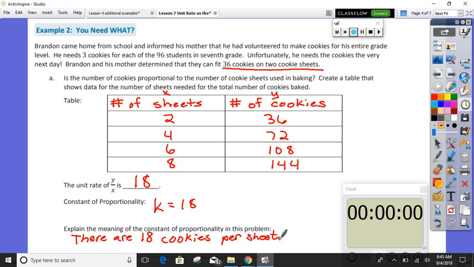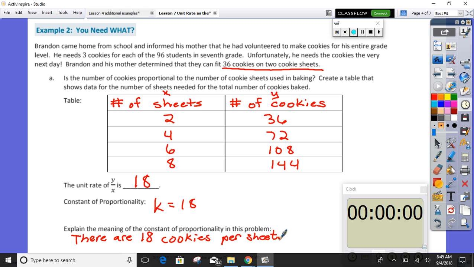Okay, part B is kind of an interesting question. It takes 2 hours to bake 8 sheets of cookies. If Brandon and his mother begin baking at 4 o'clock p.m., when will they finish baking the cookies? And you come up with this answer. Let's see, anybody else? Okay, Maddie, I think you want to go first. 8 p.m. Good, that is correct, 8 p.m.